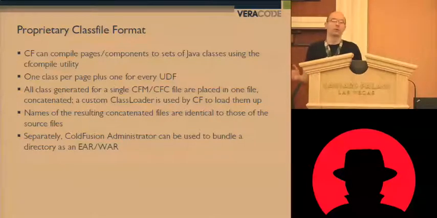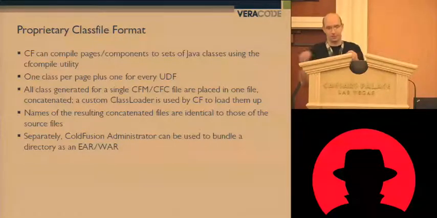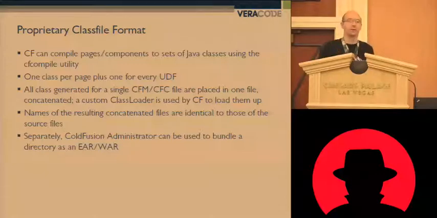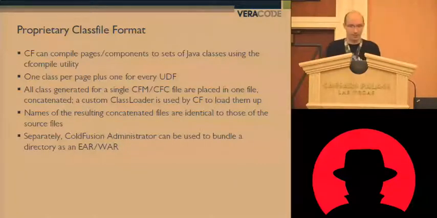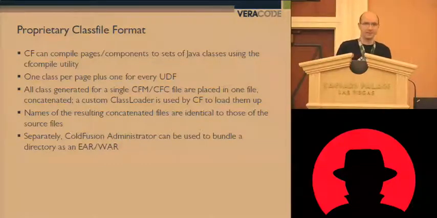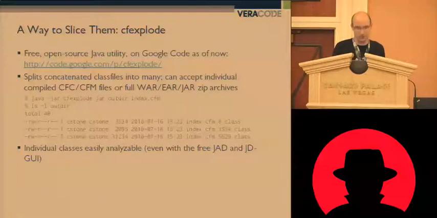If more than one class gets generated for a given file, it doesn't generate multiple files. It concatenates all the Java classes related to a given source file and puts them into one concatenated file, and the file name is identical to the source file. I suppose it made sense to somebody, but that's not necessarily easily analyzed. You kind of have to separate them. And also, you can take those files and bundle them up as an EAR or WAR file and shove them into your application server of choice.